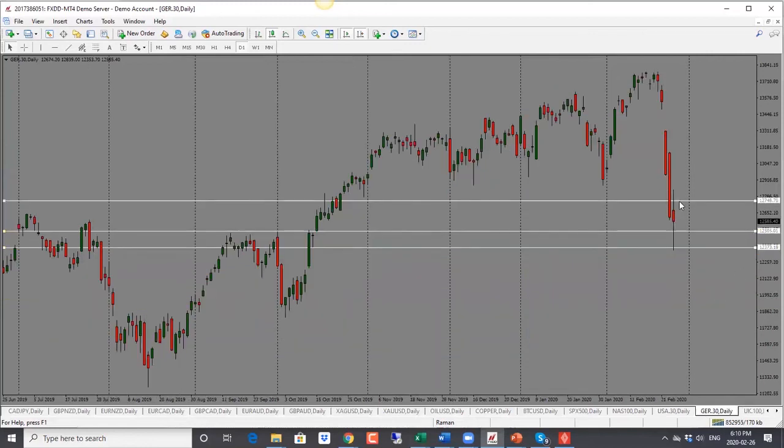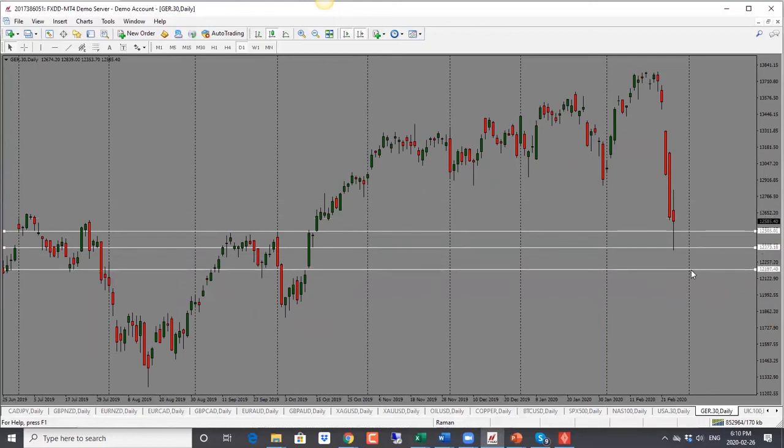And then we have DAX here, still looking bearish. It came right into our second target, and still bearish bias here. Next target is 12,120. So bias is bearish for DAX here.